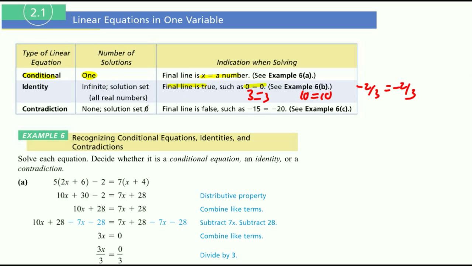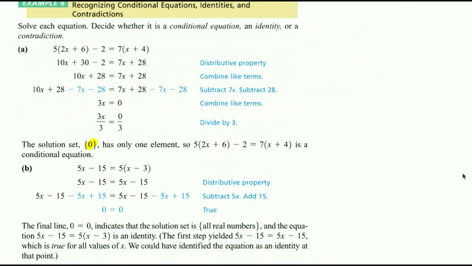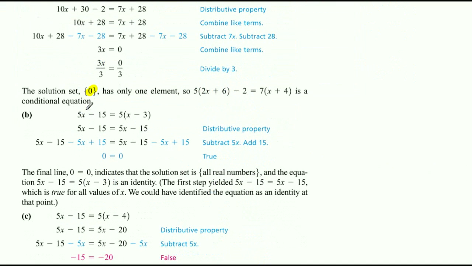So let's look at 6b then. If you look at this example right here, 5x minus 15 equals 5 times the quantity x minus 3. If you solve it all the way down, you get 0 equals 0. And so that indicates that the solution is the set of all real numbers. For example, give me any number. 10. Okay, so if x equals 10, watch this.